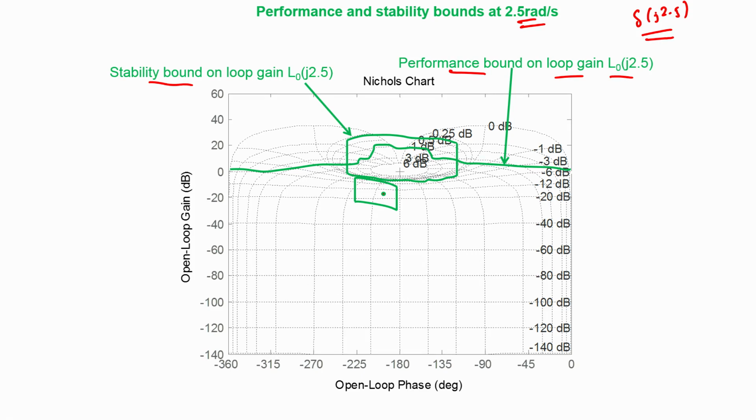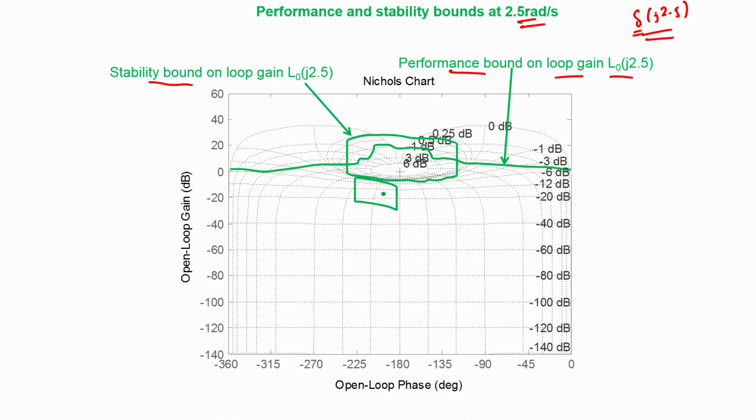and the nominal loop gain should lie above the performance bound for the robustness requirement, or in other words, the difference in the logarithmic scale between T1 upper and T1 lower at 2.5 radians per second should be less than or equal to the specified amount delta J 2.5.